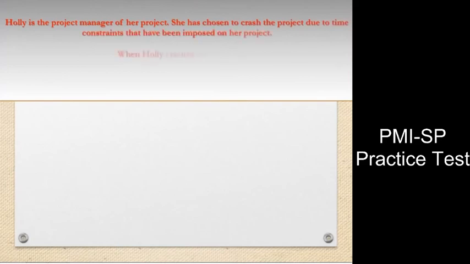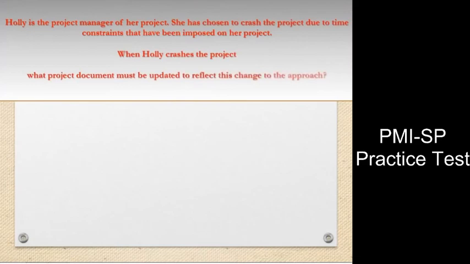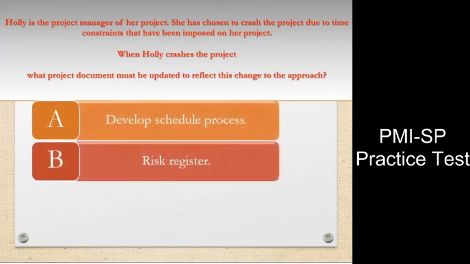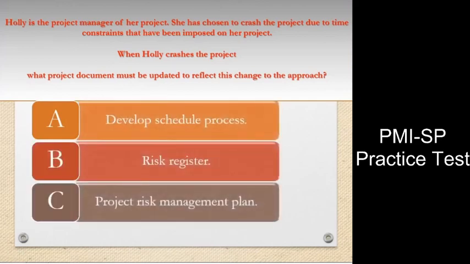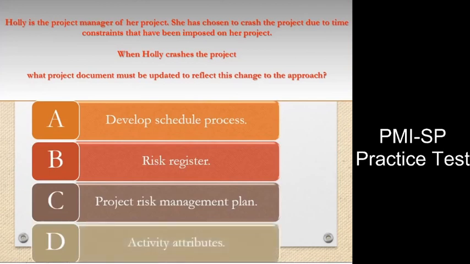Question: Holly is the project manager of her project. She has chosen to crash the project due to time constraints that have been imposed on her project. When Holly crashes the project, what project document must be updated to reflect this change to the approach? A. Develop schedule process, B. Risk register, C. Project risk management plan, D. Activity attributes.